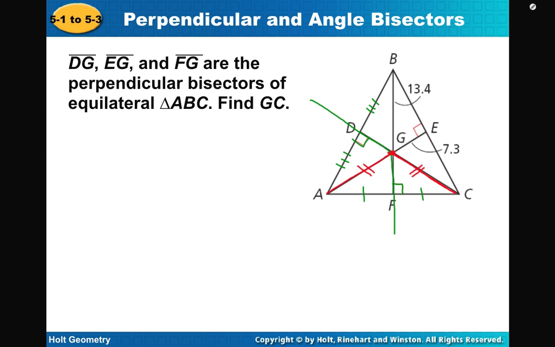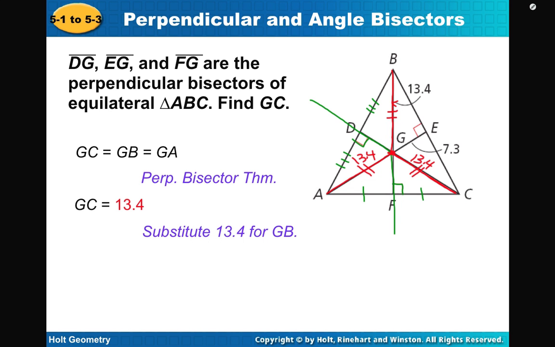G is a point on that segment, or that line. So since G is on the DG perpendicular bisector, it's equidistant from the ends of that segment. So that's GA and GB. Those two will be the same. They told us that that was 13.4. So AG is 13.4, GC is 13.4, just like GB. So all of those are the same length. You might want to take a look at that picture a little bit closer to see what I highlighted.